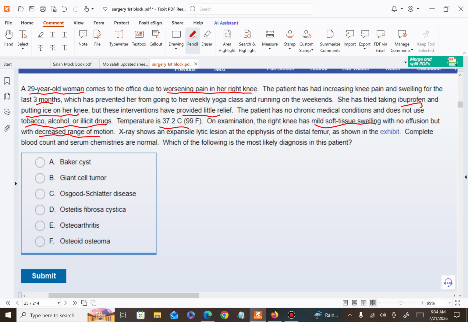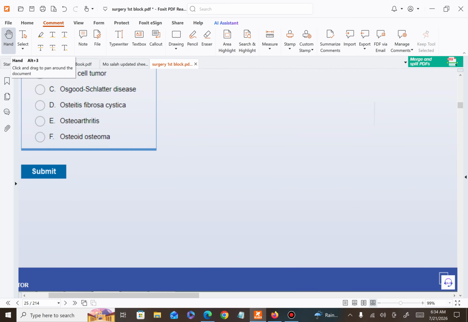X-ray shows an expansile lytic lesion at the epiphysis of the distal femur as shown in the exhibit. Complete blood count and serum chemistries are normal. Which of the following is the most likely diagnosis? So first we have to look at the X-ray.